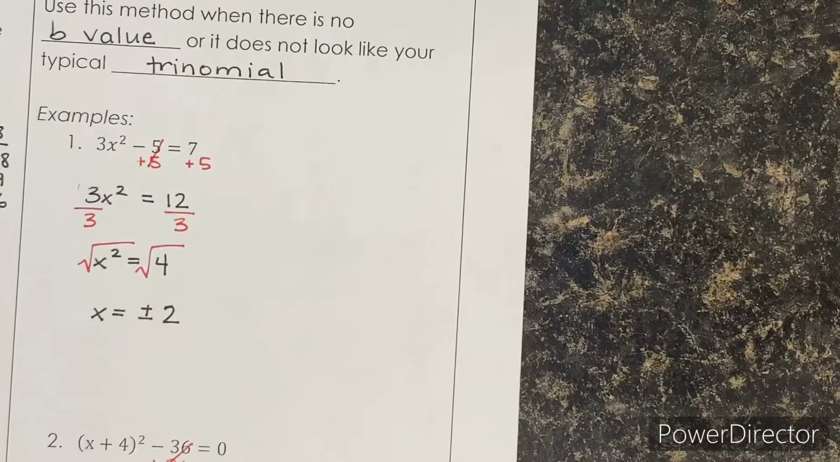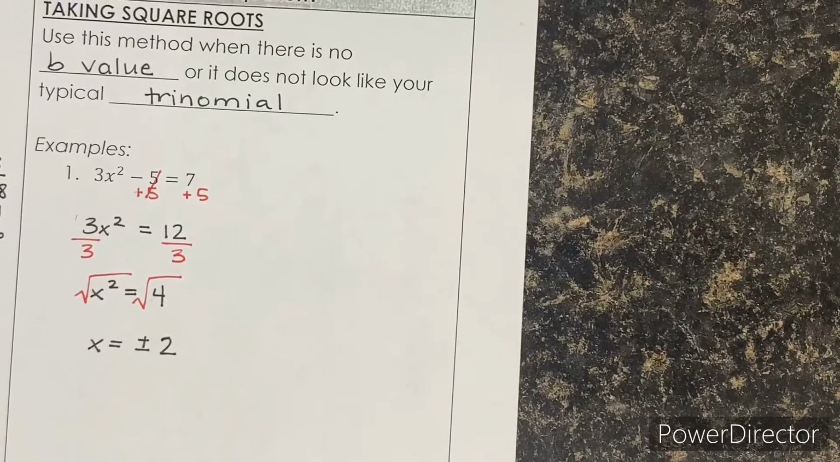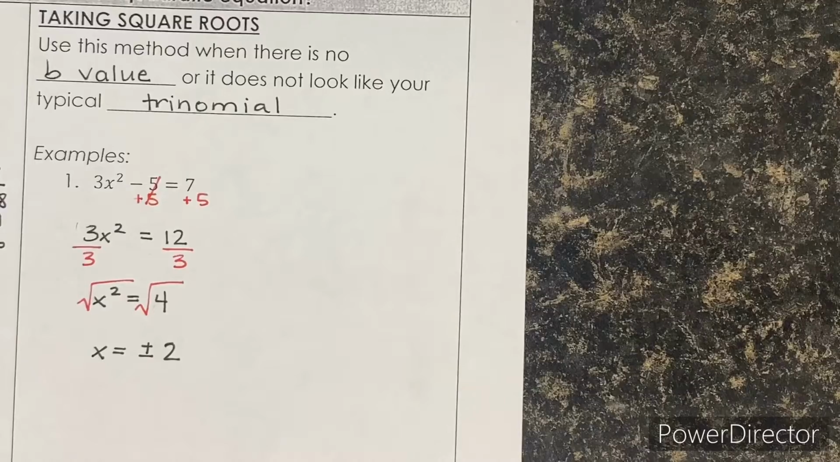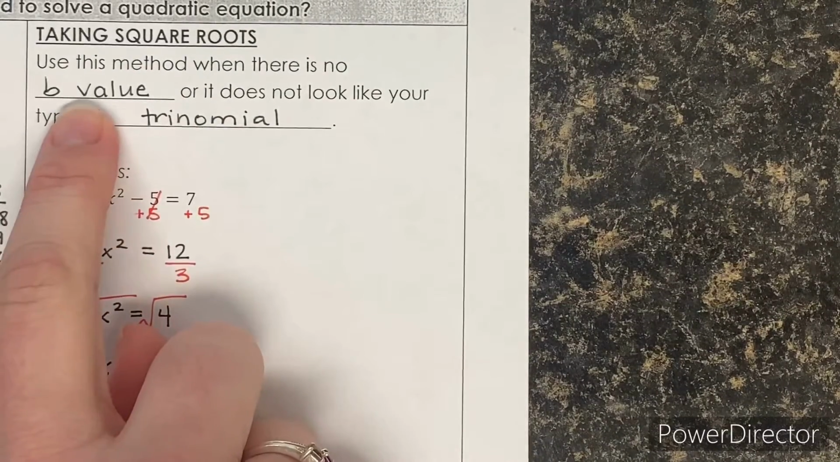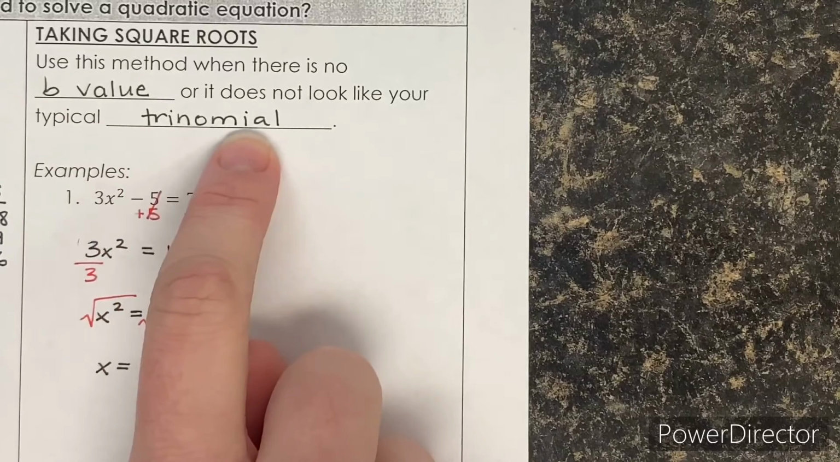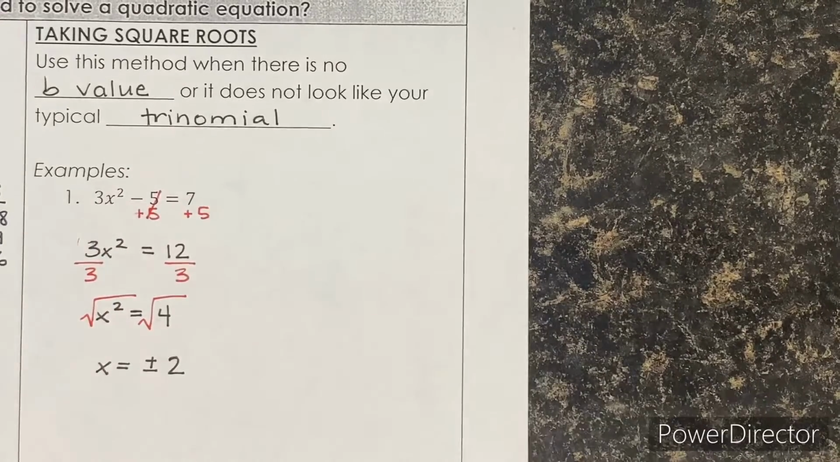This is personally my favorite one because it's the fastest one to me. I can do these problems the fastest. The only downfall to this one is it only works when there's no b value or it does not look like your normal trinomial. Okay?